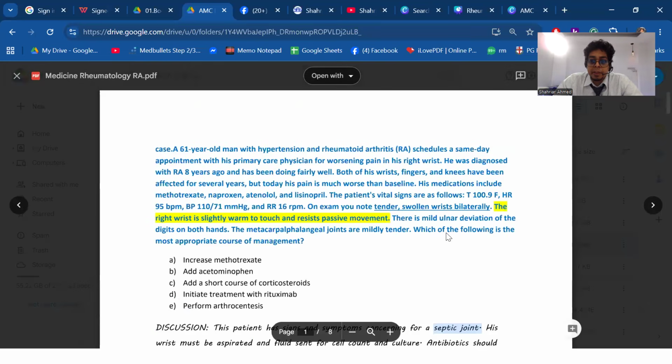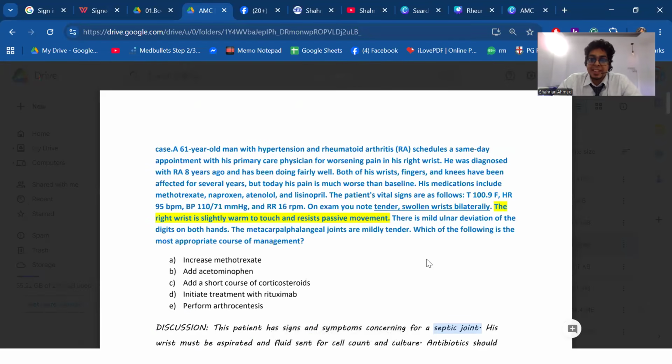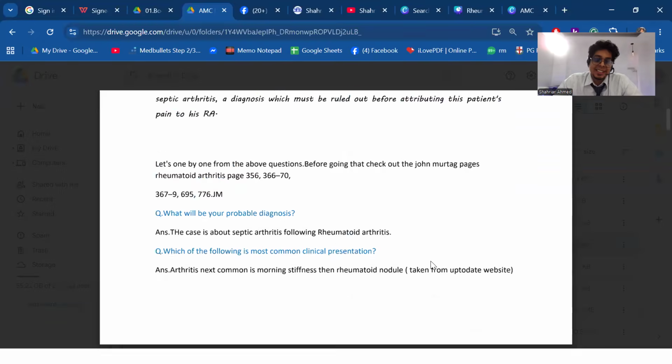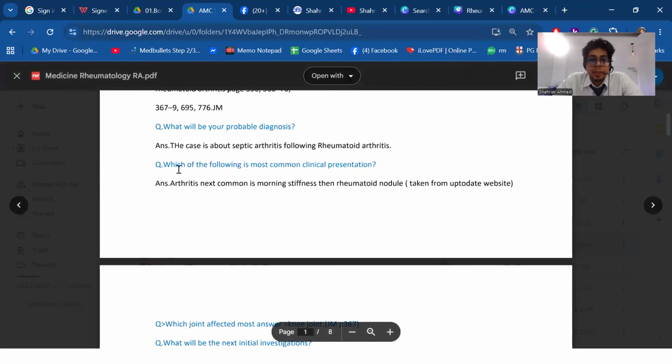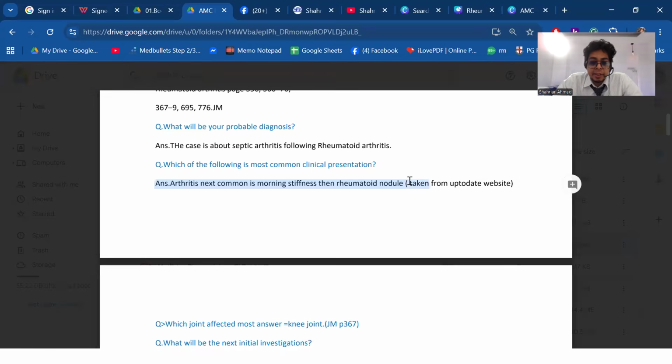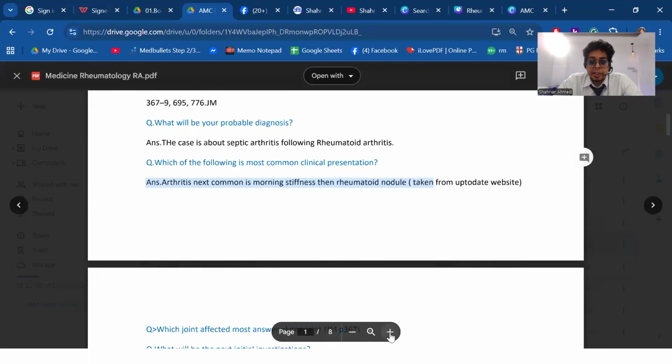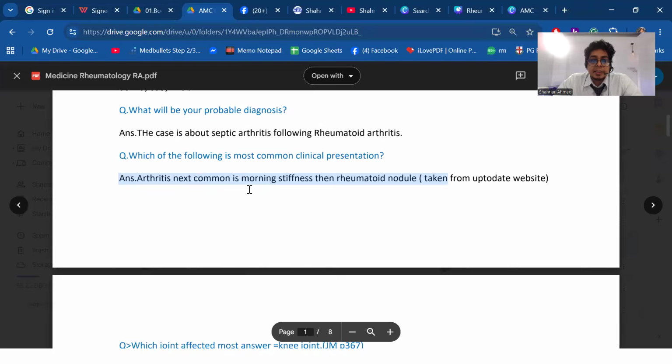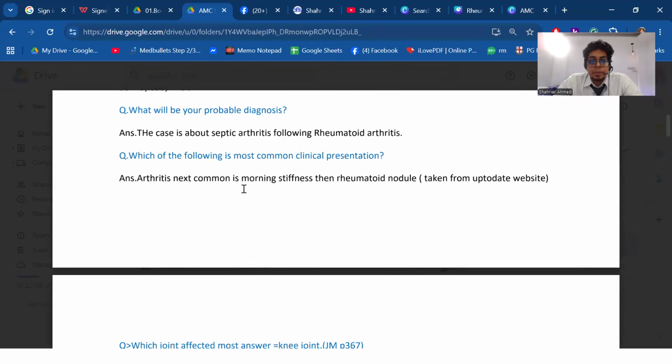Someone asked why temperature. Yeah, because septic arthritis does have a high temperature. That's the reason. Okay, coming to this one, which of the following is the most common clinical finding in rheumatoid arthritis? The next most common is morning stiffness.